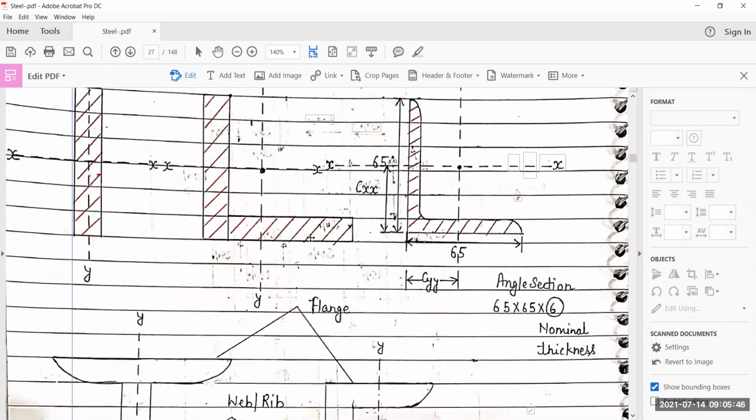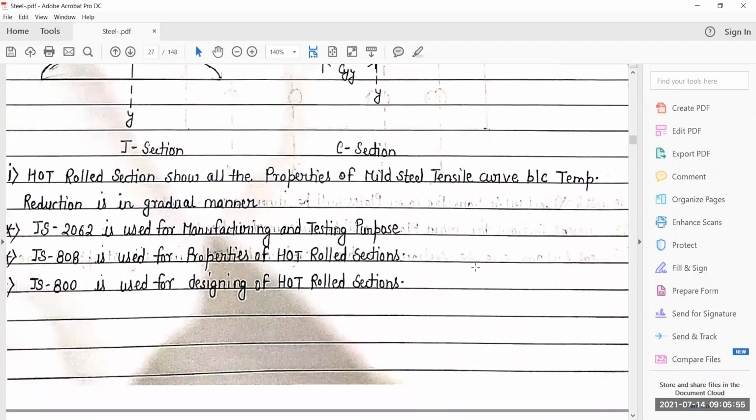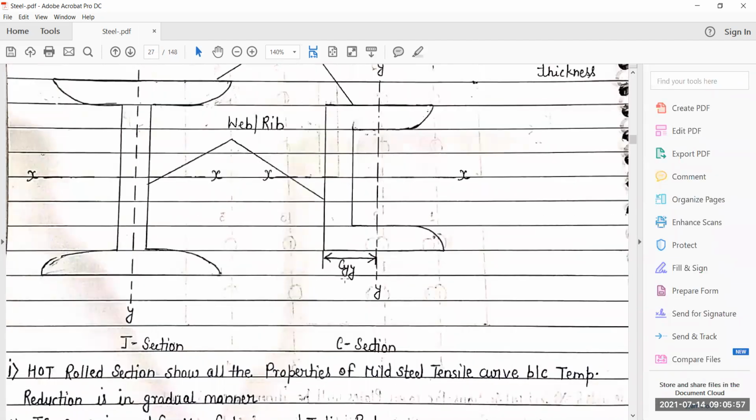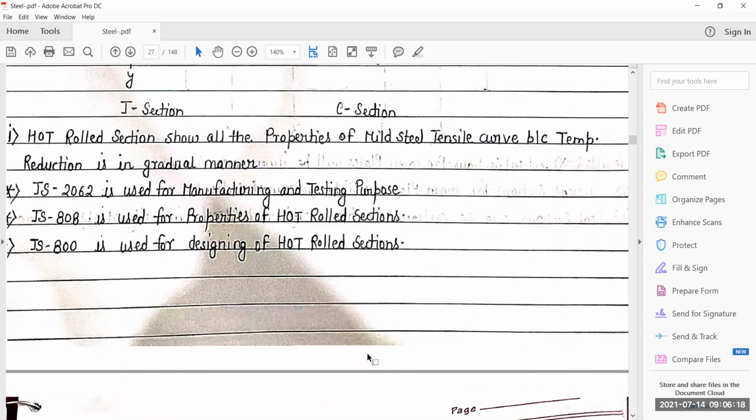Now this is the L section. The hot rolled section shows all the properties. The metal steel is cooled from high temperature in a gradual manner. IS 2062 is used for manufacturing and testing purposes, and IS 808 is used for the properties of hot rolled section. IS 800 is used for the design of hot rolled section.